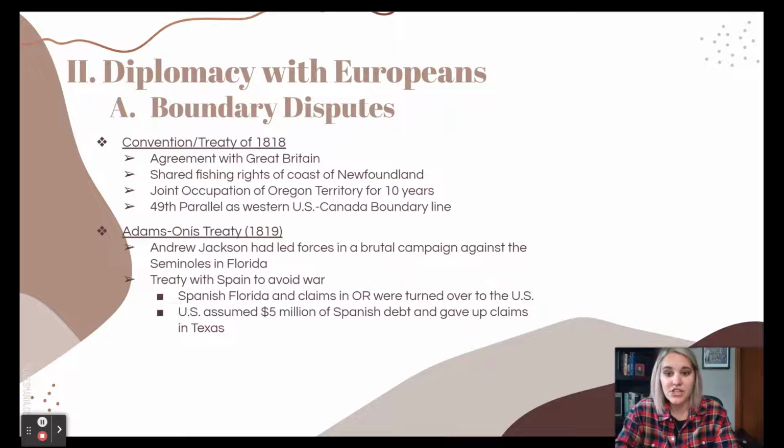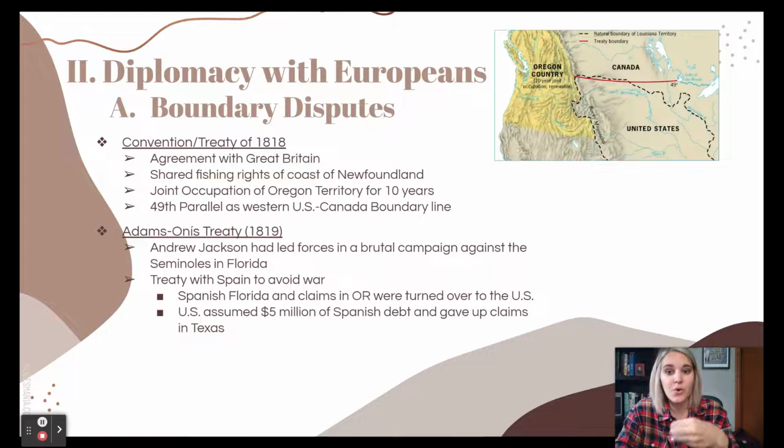Continuing on, the Convention or the Treaty of 1818 is again with Great Britain. So we're looking at the border between Canada and the United States in the West. And there were some agreements about Oregon that took place where the region could be jointly occupied for 10 years. They establish the 49th parallel as the boundary line. Once again, an example of diplomatic negotiations without the use of military action.